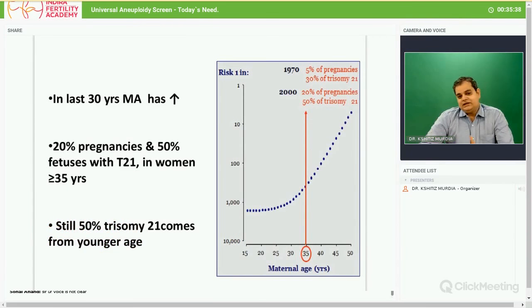As the years have passed, more and more women have become career oriented. They are conceiving at a later maternal age. Now the percentage of women who are conceiving after 35 years has increased from 5% to around 20%, and these 20% of pregnant women are now contributing to 50% of trisomy 21. If I go by the same logic and do CVS or amniocentesis for these women, I'll be detecting only 50% of the trisomies, and 50% will remain undetected because those 50% are still coming from the younger age group.